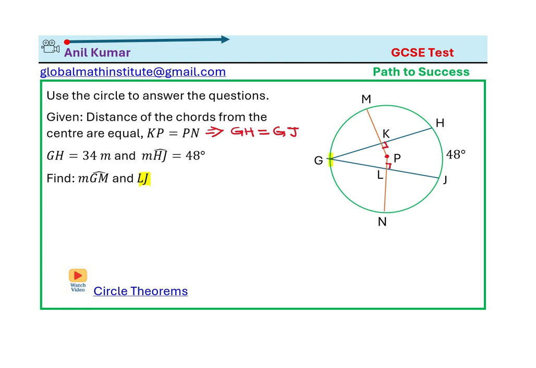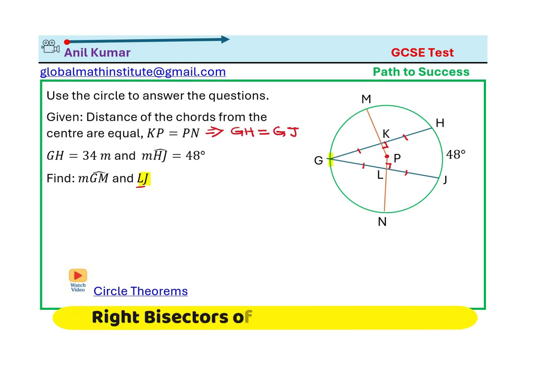Correct. Also, another important thing is that the shortest distance from the center to the chord actually divides the chord equally also, right? So these parts are also equal, correct? Now that gives you the solution for the length LJ, which we'll do first.